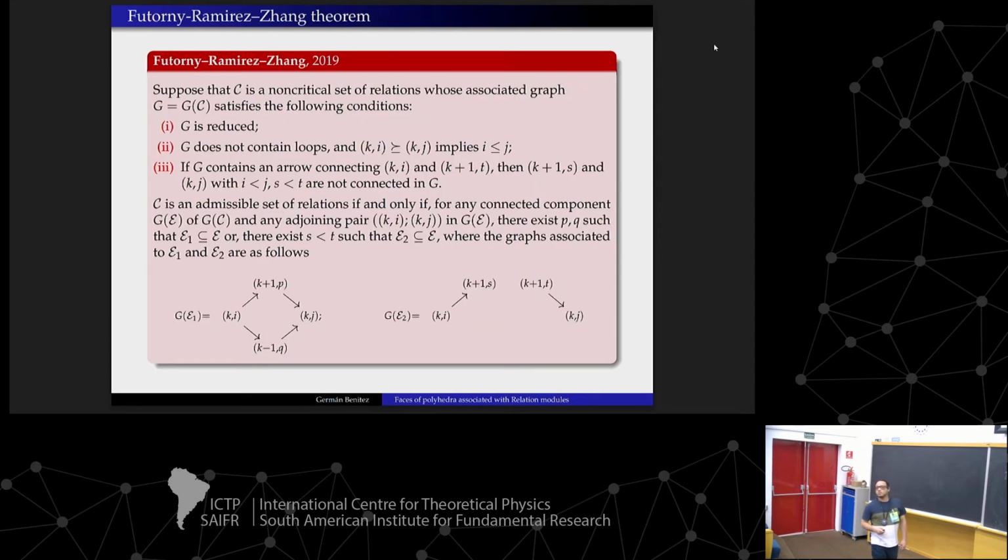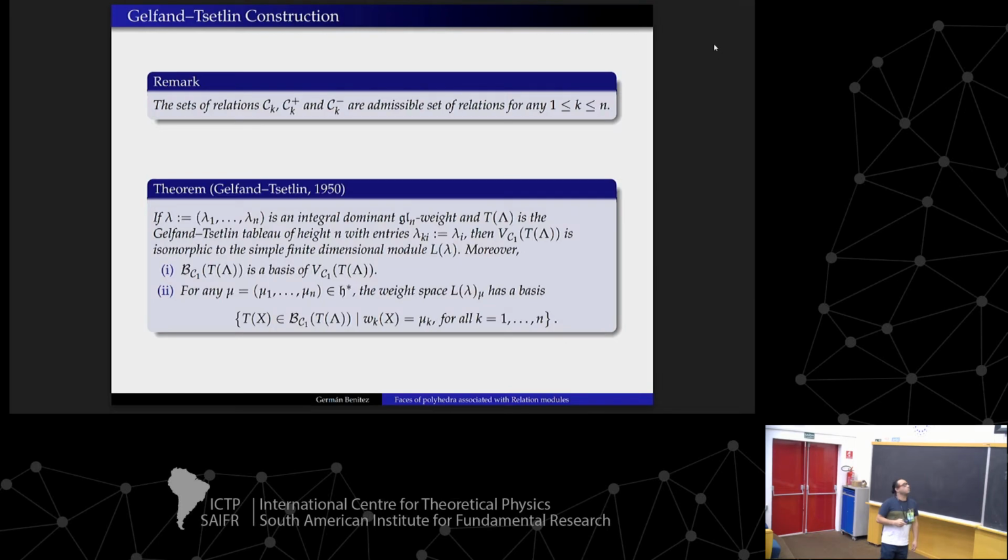It is important to note that Futorny, Ramirez, and Zhang in 2019 classified all admissible sets of relations. As a consequence, we have the first example in this lecture. R_K, R_K plus, and R_K minus are admissible sets of relations. In the case where the set of relations is R_1, they get, rewriting, the Gelfand-Tsetlin theorem.